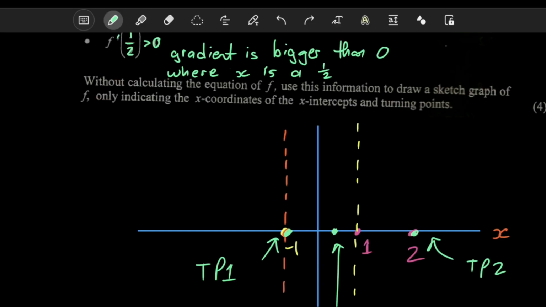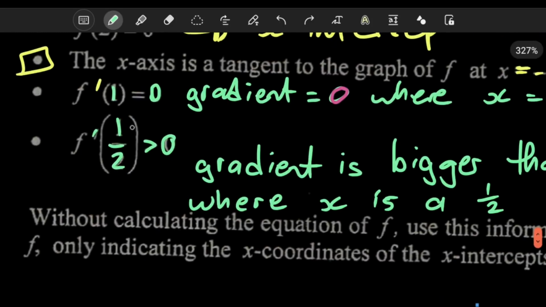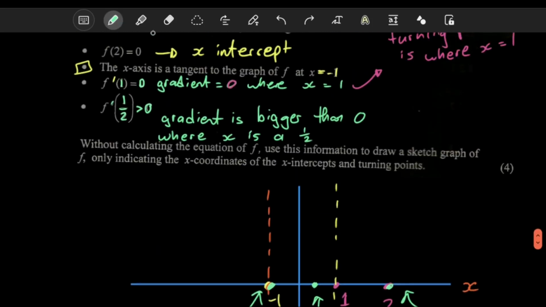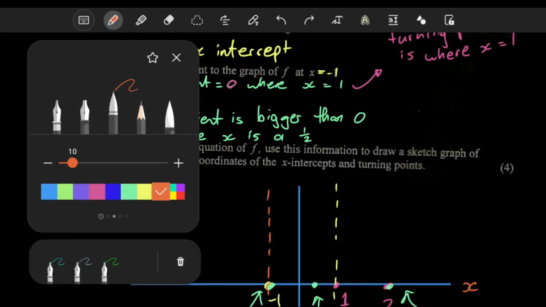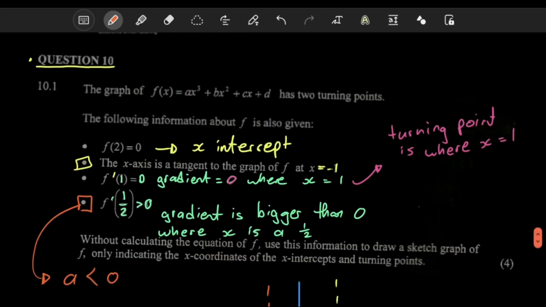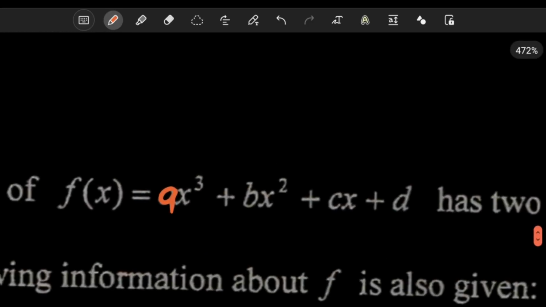Now the good news is we already know that the point of inflection is at a half. Anytime you see that the gradient is a positive number at your point of inflection, it means that your graph has a negative a value. I will explain that just now also with images, to make sense of everything. So here, your a value is smaller than 0, meaning that your graph goes down first, up, and then down again.